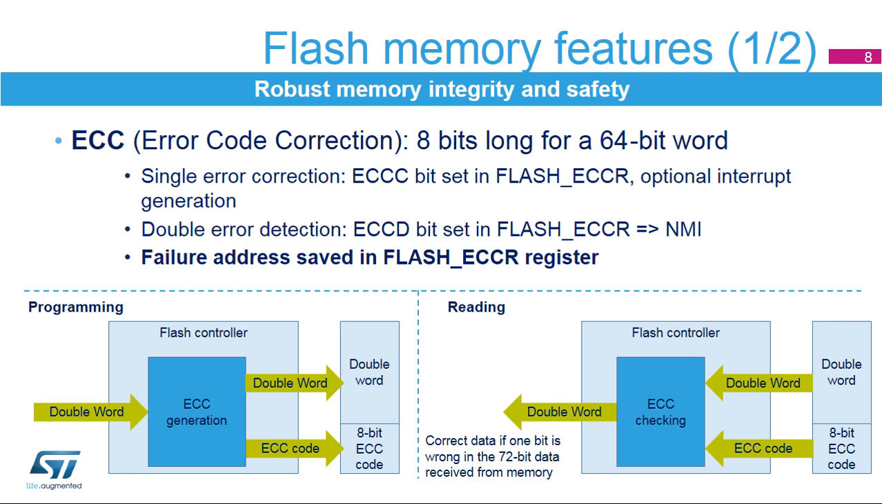When one error is detected and corrected, the ECC correction flag is set in the Flash ECC register, named Flash ECCR. An interrupt can be generated. When two errors are detected, the ECC detection flag is set in the Flash ECC register, named Flash ECCR. In this case, an NMI is generated.